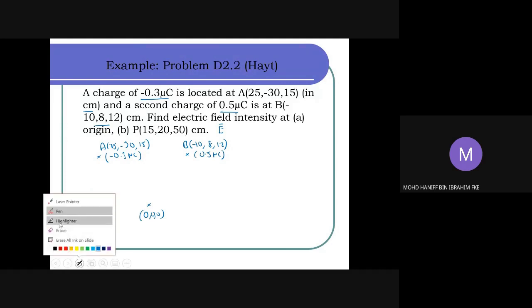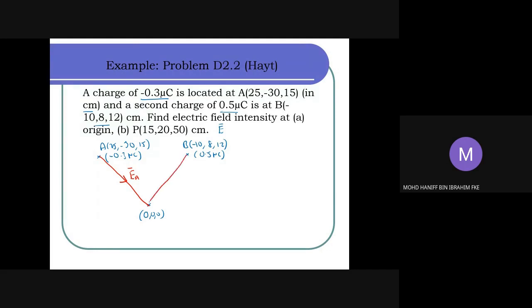So basically from here, we are supposed to have two different values of E field. The first one shall be produced by the charge at point A. Let's say we define this as EA, the electric field produced by a charge. And then we have the second electric field produced by the charge at point B. So I just use EB to define the electric field intensity that will be produced there.